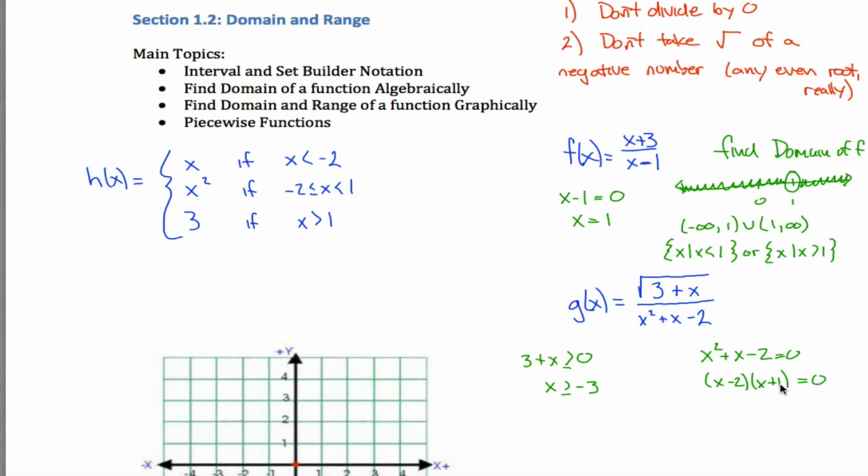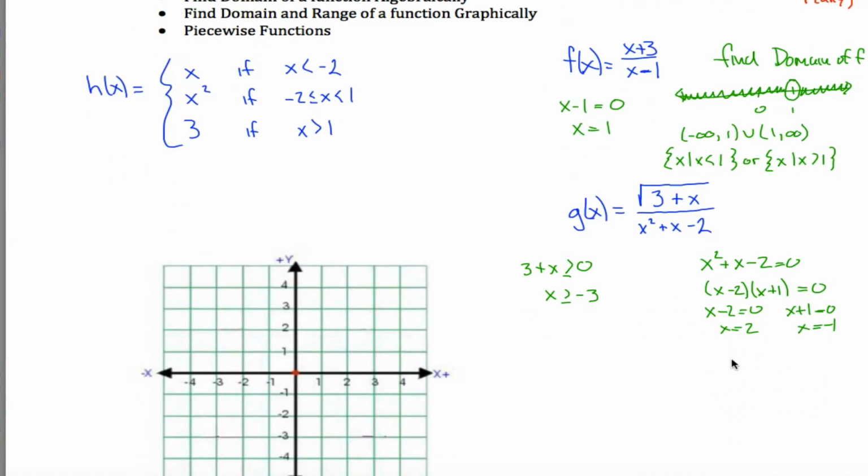This factors as this, and so this tells you that either x minus 2 equals 0 or x plus 1 equals 0. Therefore, either x equals 2 or x equals negative 1. So okay, now you got to make sense of all this work I just did. I'm saying to be in the domain, x has to be greater than or equal to negative 3. However, things that are not in my domain are 2 and negative 1.